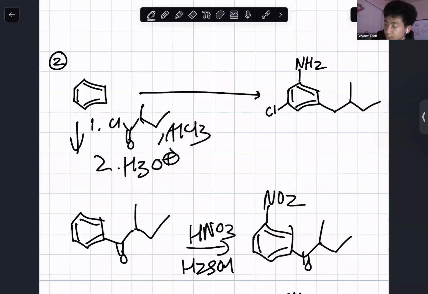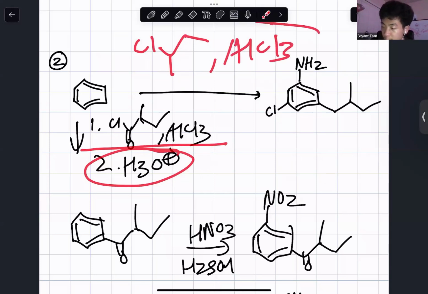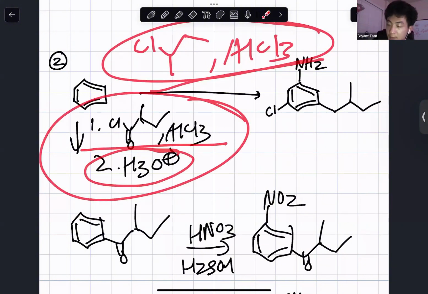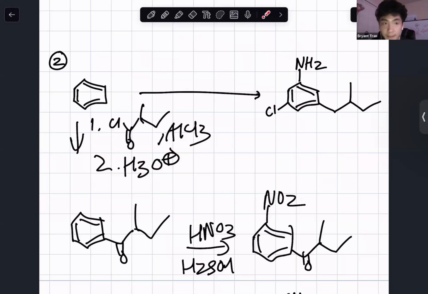So H3O plus as a second step will be needed for Friedel-Crafts acylation. If you do Friedel-Crafts alkylation with AlCl3, no acid workup is needed. You don't need H3O plus. This all happens in one step. But Friedel-Crafts acylation does have that acid workup step. Alkylation, no acid workup. Acylation, acid workup.